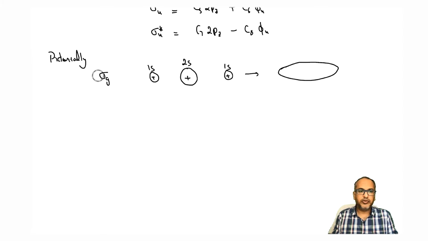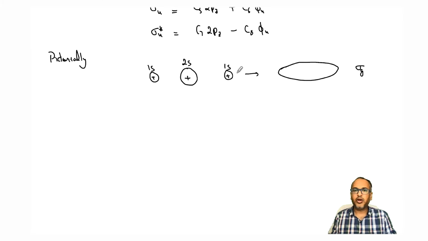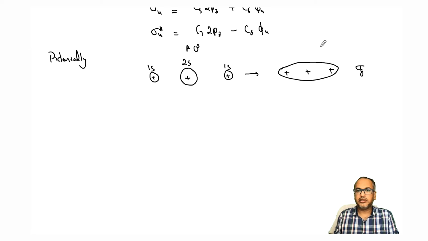Actually, we should not write sigma g here, we should write sigma g on this side, because this is the MO. These are the individual atomic orbitals. So you see, directly atomic orbital combination is used. There is no hybridization happening here. So we will write all of them with positive phases. This is the combined MO. So we can write atomic orbitals, and this is the molecular orbital.